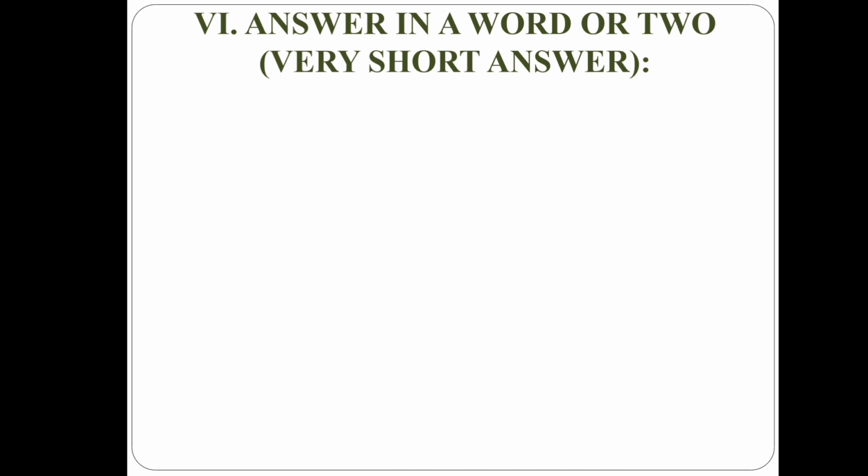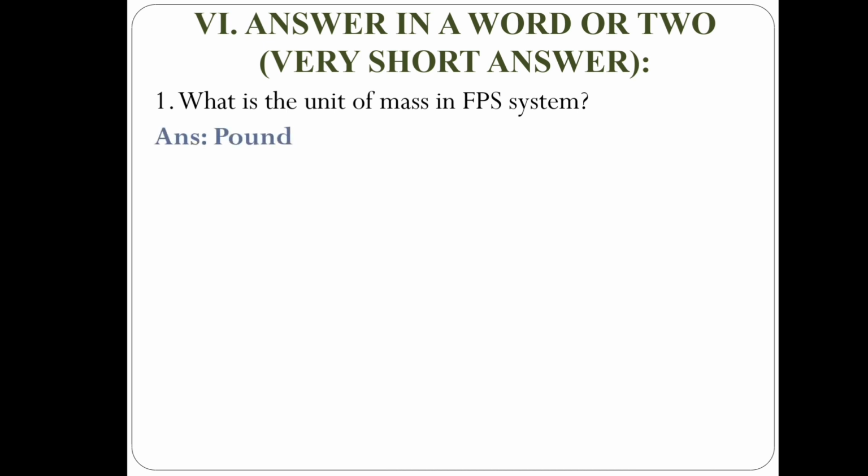Very short answer. What is the unit of mass in FPS system? What does F represent? F represents foot, that is for length. P represents pound, that is for mass. S represents time, it is for second. So the answer is pound. The unit of mass in FPS system is pound.